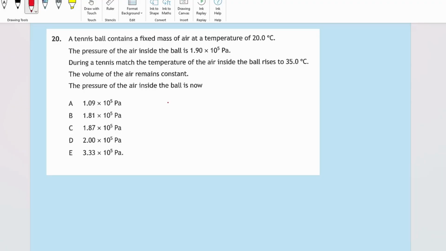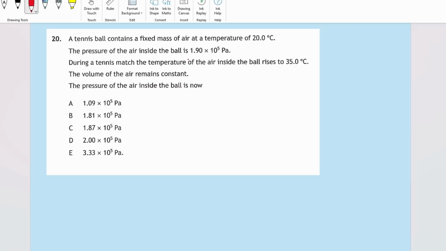Question 20 says a tennis ball contains a fixed mass of air at a temperature of 20 degrees Celsius. The pressure of the air inside the ball is 1.9 times 10 to the 5 pascals. During a tennis match, the temperature of the air inside the ball rises to 35 degrees Celsius. The volume of the air remains constant. The pressure of the air inside the ball is now.